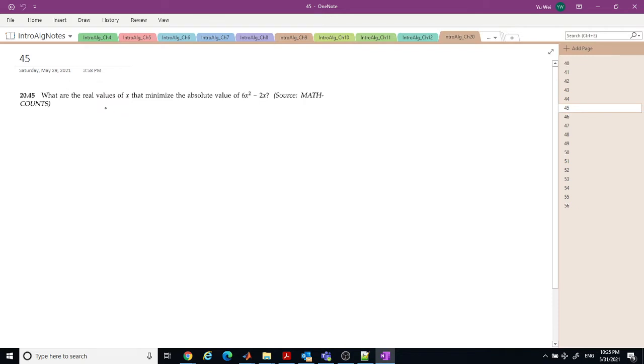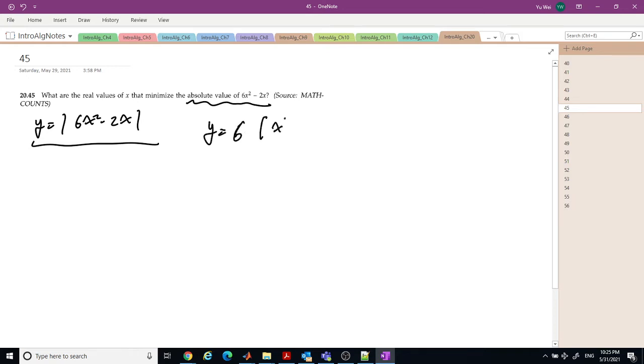So what are the real values of x that minimize the absolute value of this? So y is equal to the absolute value of this. Let's graph it. If you understand this, you can see y equals 6 times x squared minus 1/3 of x. In order to make 1/3 of x, we need 1/6 of the square, then we can take out the 1/6.